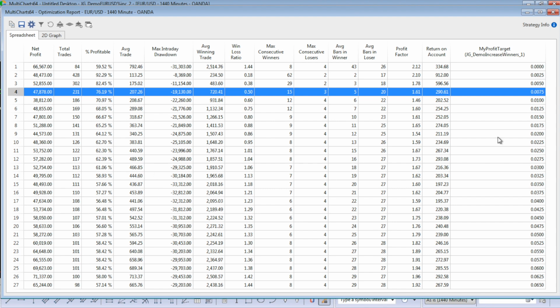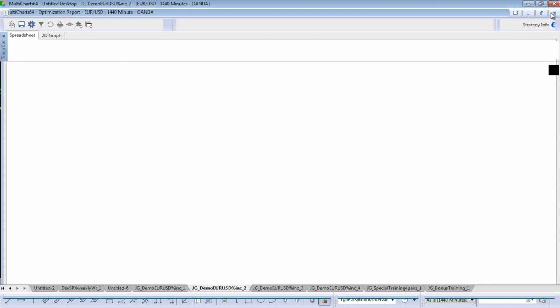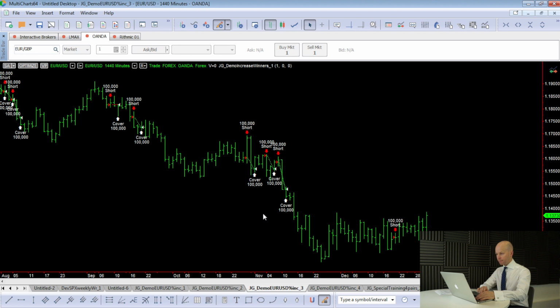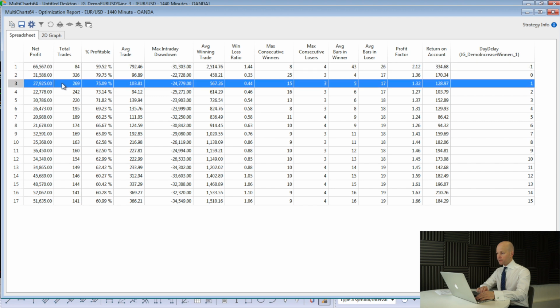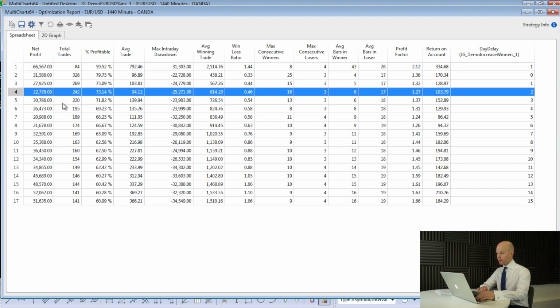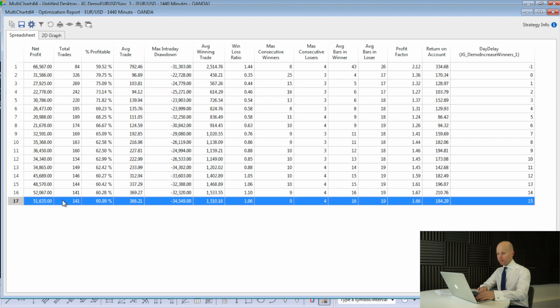So that's exit number 1. And I'm going to show you some of these results in a graph so we can visually see them better in a moment. And exit number 2 is using the bailout exit with a day delay. And I've optimized that day delay. So -1 for the input for day delay is the baseline. We remember the 67,500. And then we've got stay in the trade 1 day, 2 days, all the way to 15 days.